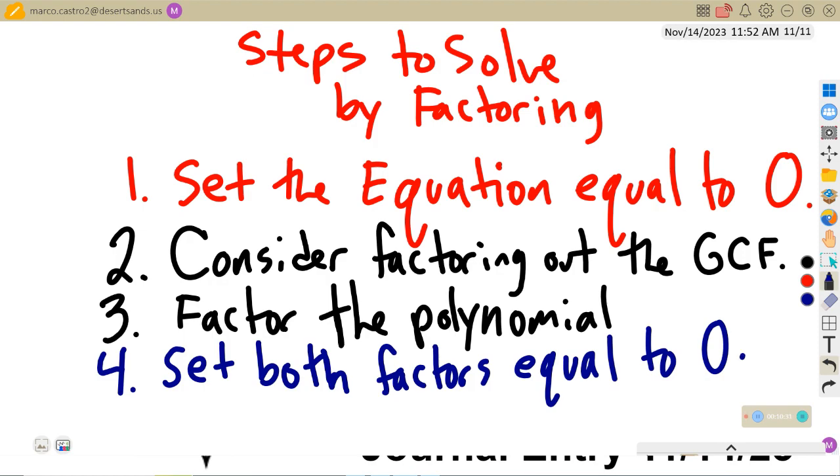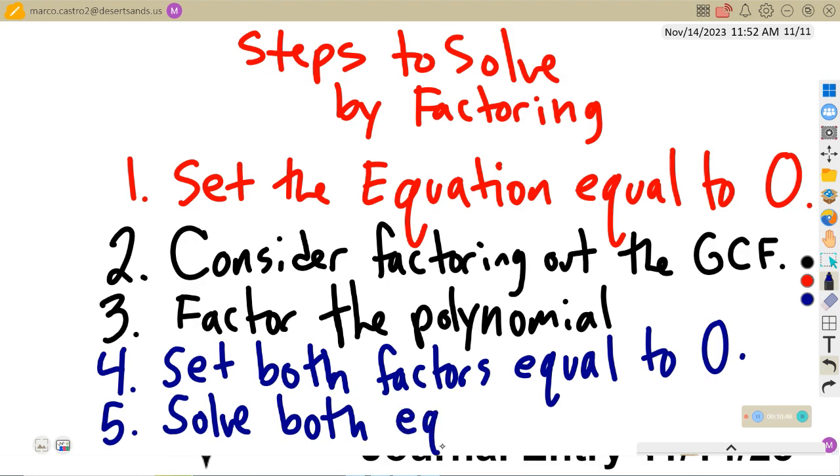And then we solve. Okay, so this process got more complicated from the examples that we had at the beginning. So that last step, number 5, would be solve both of those equations that we set up. So this could be something you take a screenshot of if you're watching this on your phone or on your Chromebook, whatever. But make sure that you understand all these steps because the process has become more complicated.